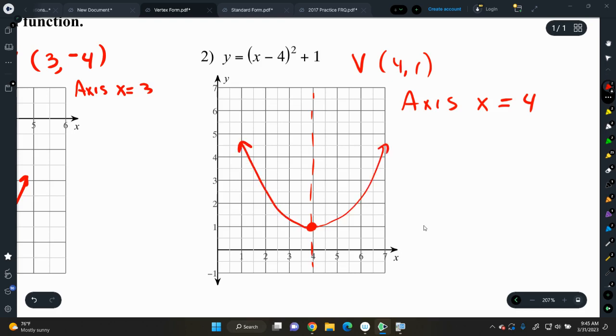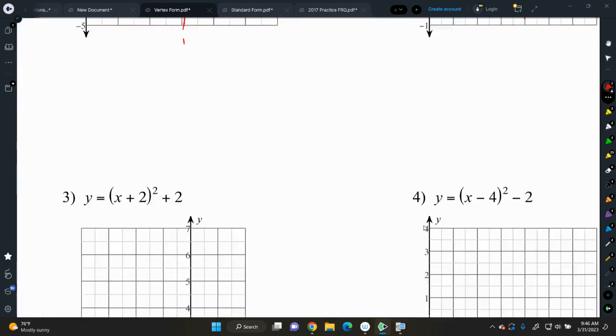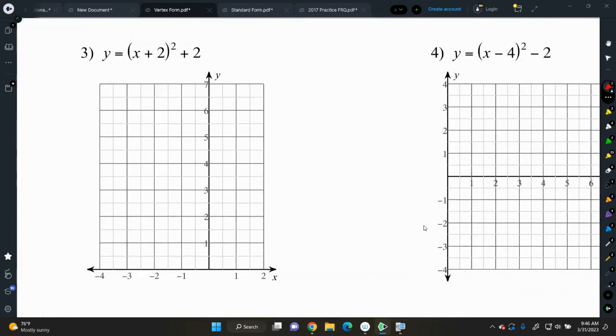Notice, where does the vertex always fall? It always falls on the axis of symmetry. The vertex is always on the axis of symmetry. We could say it like the axis of symmetry always goes through the vertex, right? So that's really important. Okay, the next one, what's my vertex?